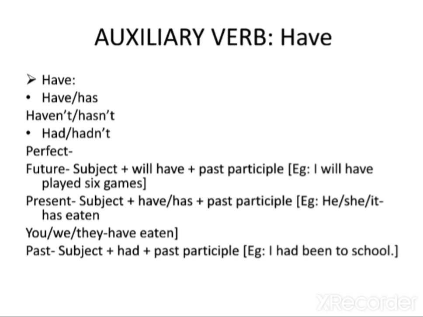And now, the last but not the least, the thing that I need you all to understand is the auxiliary verbs are going to help you understand grammar easier, I hope.